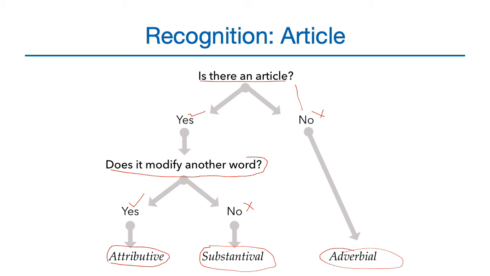So, is there an article? Yes. Does it modify another word? Yes, it is attributive. No, it is substantival. Back to question number one: is there an article? No, then it is adverbial. That is the predicate position of the article.